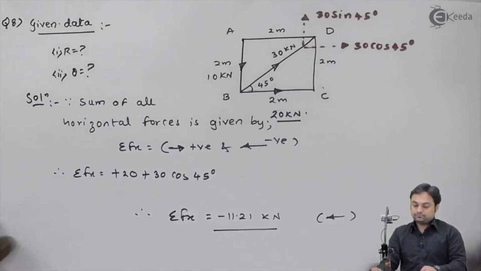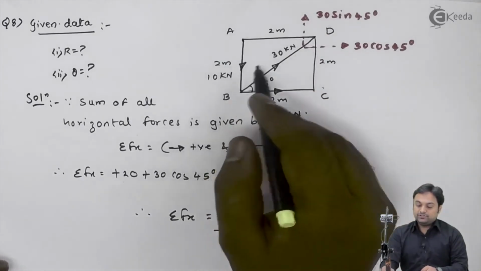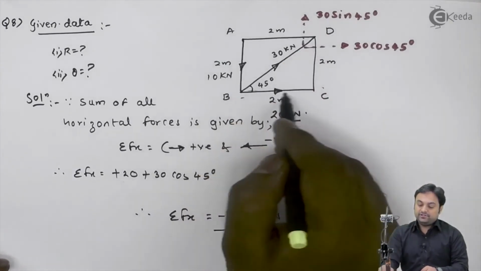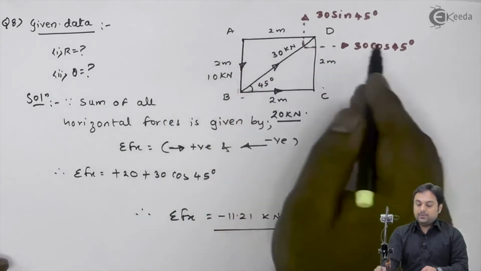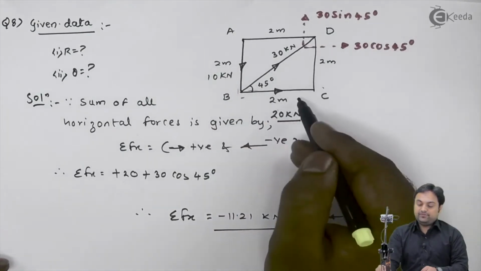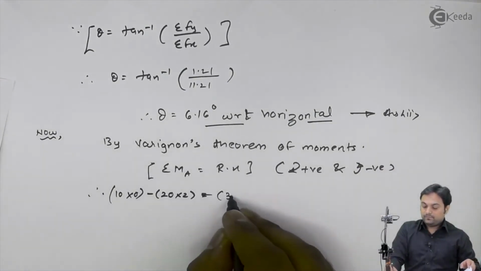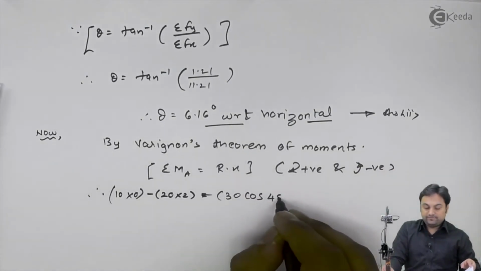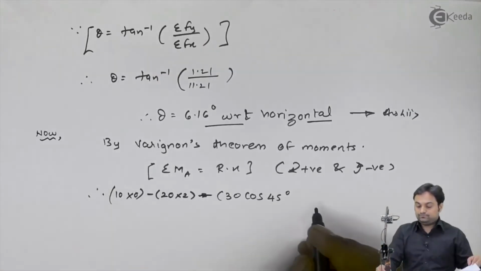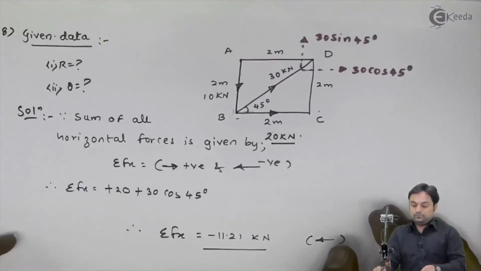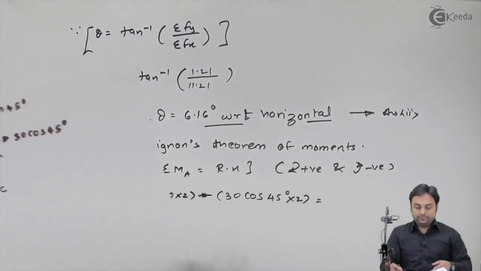Then I have two components of forces now. Out of those forces, 30 sine 45 will be the force passing through point A, so its moment would be 0. I am left with only 30 cos 45, which would be acting in anti-clockwise direction, so minus 30 cos 45 into 2. So now we have all the forces here, and that is equal to the moment of resultant.